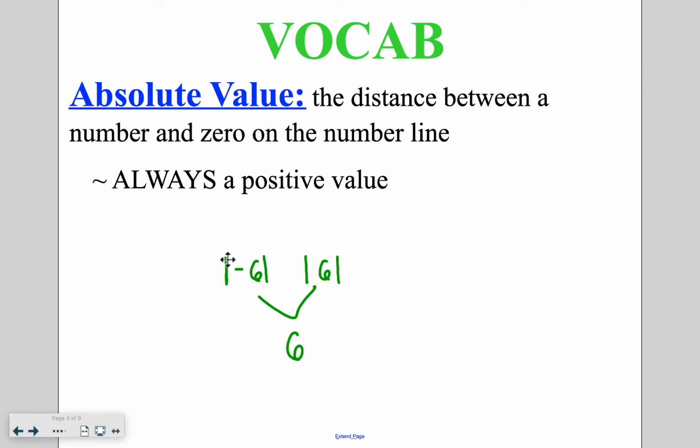These bars, which you can type into your computer by holding Shift and then the button between the delete and return to give you that vertical line, are called the absolute value bars. That indicates that we want you to be finding how far away from 0 the number is.